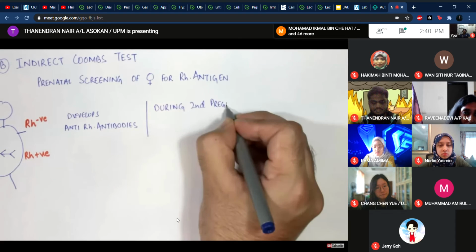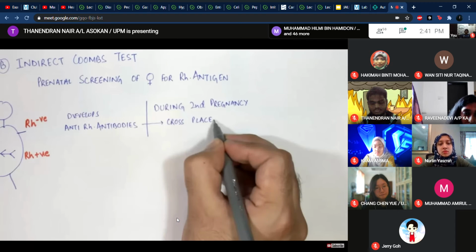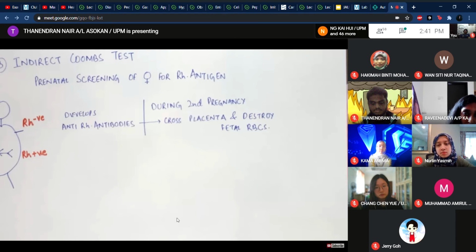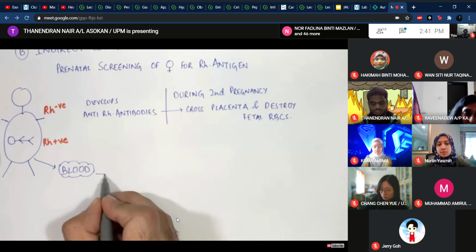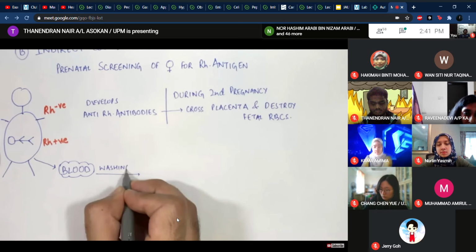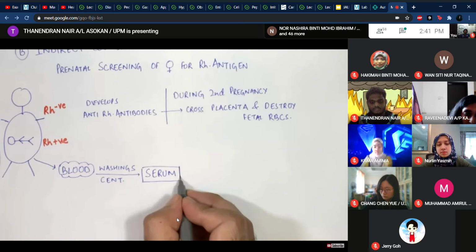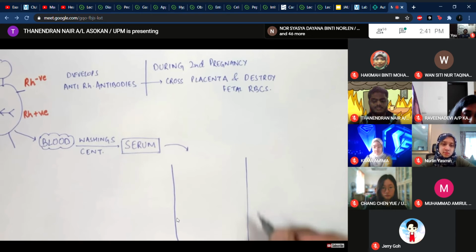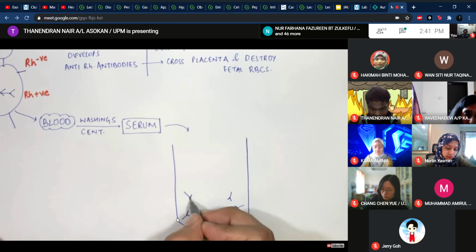And during the second pregnancy, if the fetus is again an Rh positive human, these antibodies cross the placenta and destroy those fetal RBCs. So it is very important to detect those antibodies. So what we do is we take the blood from the female, and after some procedures like washing and centrifugation, we separate the serum from the blood and we add the serum into a test tube, same as before. And here lie those antibodies, the anti-Rh antibodies.